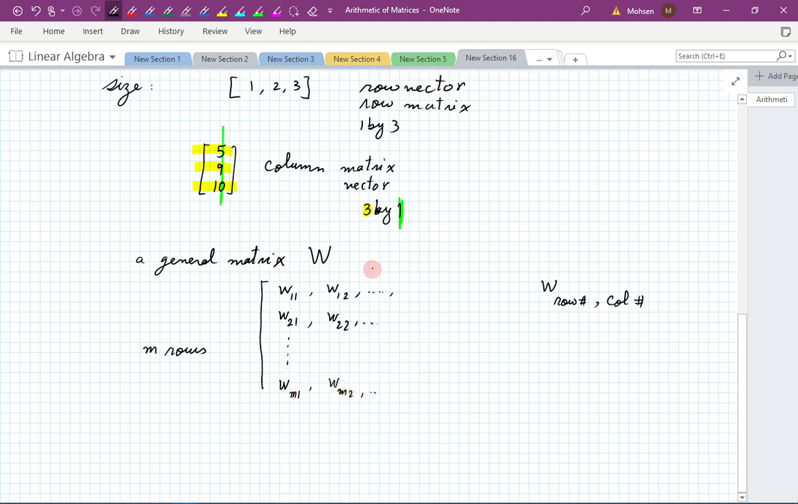And so suppose I have n columns. So column number shows up in the second place here. So there's going to be W1n, and this one will be W2n, and the last of this is going to be Wmn. Okay, so that's a general matrix. We rarely deal with this type of general matrix, but it does show up in our definitions and so on.